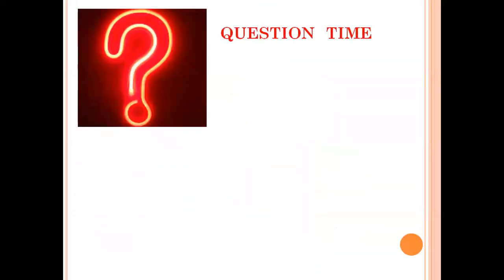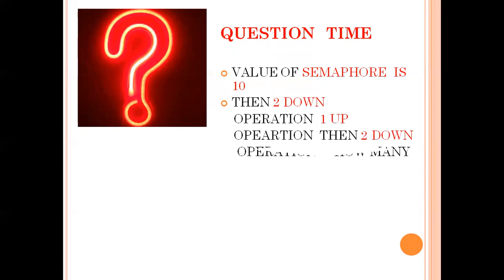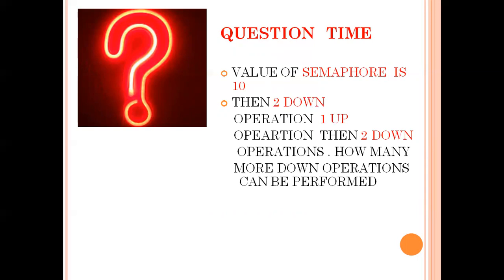So now, since we have a basic idea of what a semaphore is, let us do one question. The question states that the initial semaphore value is 10, and then two down operations are performed. One up operation is performed. Then again, two down operations are performed. Then we need to find how many more processes can be performed after these operations.